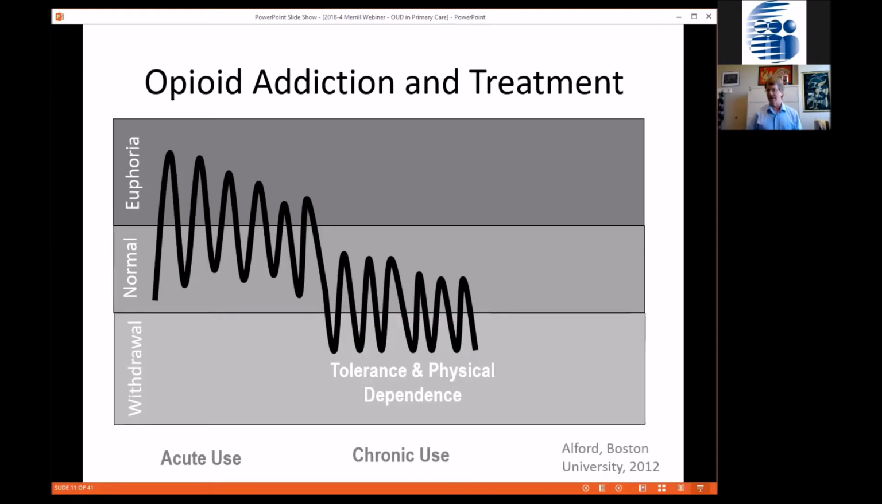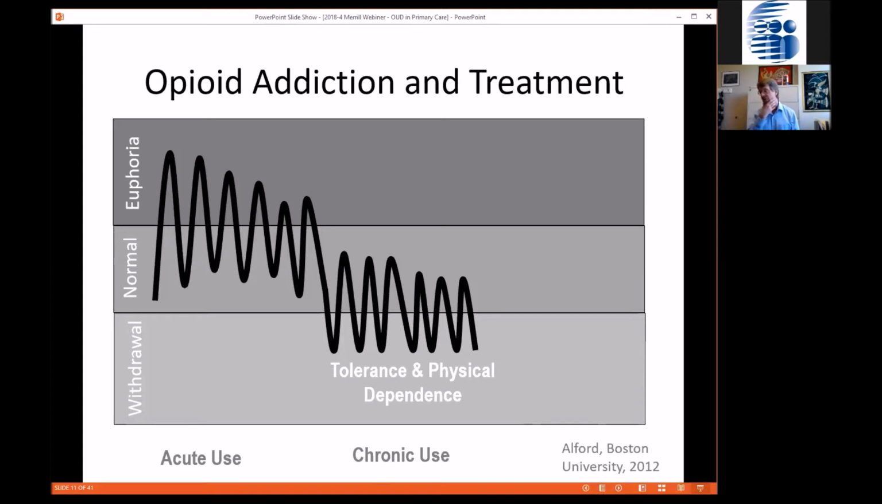So this is the simple version of opioid addiction. You can see in acute use on the left side that people, when they use opioids, get euphoric. And you can see that over time that euphoria wanes somewhat. And then at some point people get tolerant to the euphoric effects of opioids, and they start having another problem, which is they're now cycling from withdrawal. They develop physical tolerance and physical dependence. They start going into withdrawal, and really they're using at this point to stop withdrawal.